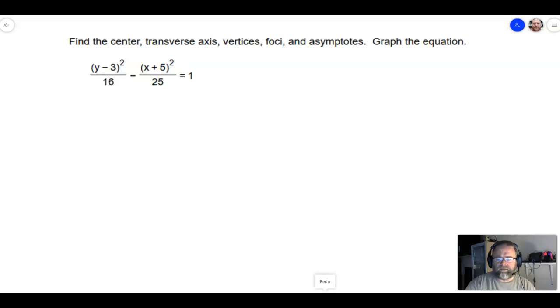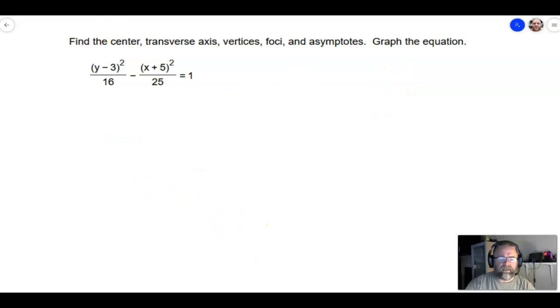Hey everybody, this is Mr. Beckstrom, and today I want to take a look at an example from section 10.4. This is number 8, and it says find the center, the transverse axis, the vertices, the foci, and the asymptotes. And then they want us to graph the equation. So we got a lot of stuff going on here.